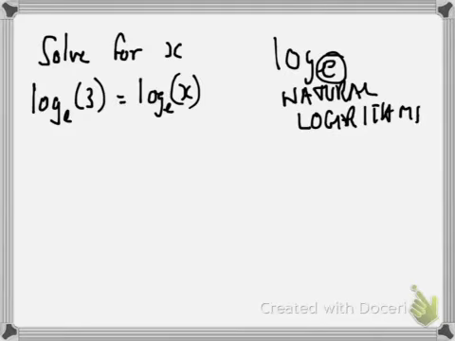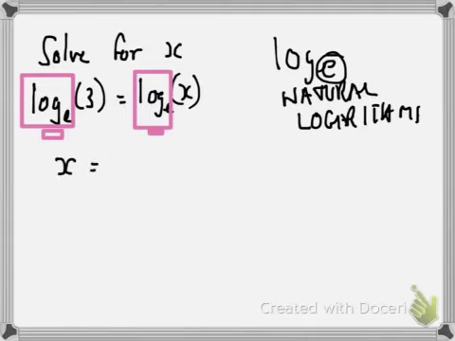Let's have a look at a really easy equation first up. Log 3 to the base e equals log x to the base e. So what we've got here is a situation where we've got log base e on both sides. When we get log base e on both sides like that, we can just drop both of those, and it just becomes x equals 3. Simple as that. You can only do that when you've got log on one side and log on the other side.